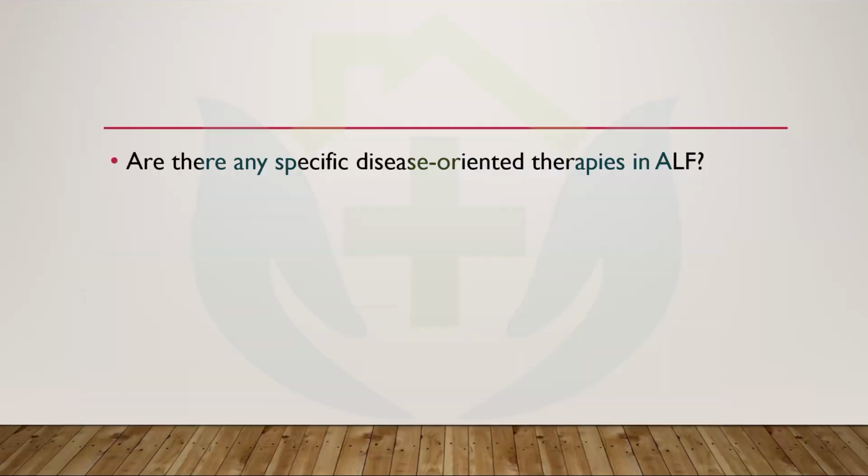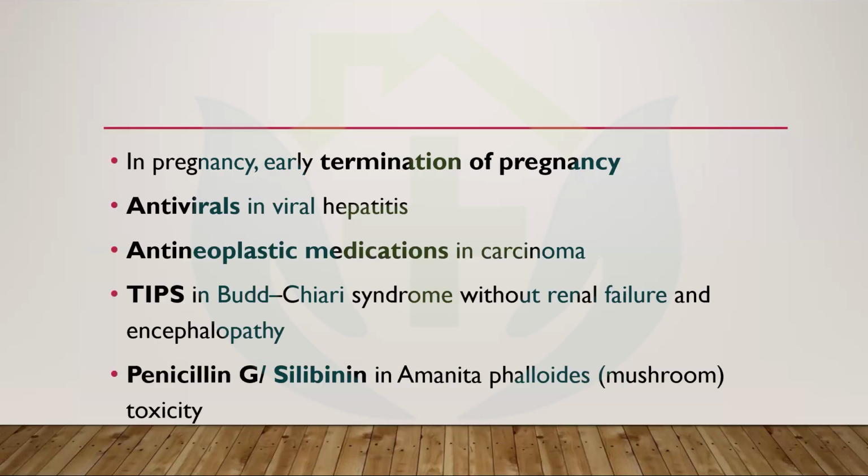Are there any specific disease-oriented therapies in acute liver failure? Most of the students I took viva of answered it correctly. Like in pregnancy, you can go for termination of pregnancy; antivirals in cases of viral hepatitis; anti-neoplastic medications in case of carcinoma; TIPS can be done in Budd-Chiari without renal failure and encephalopathy. And for mushroom toxicity, you can go for penicillin G or silibinin. So these are the specific therapies for a few of the causes of acute liver failure.